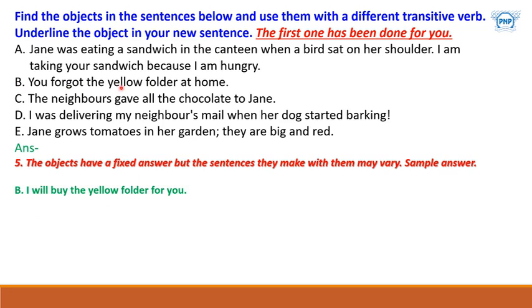Second, this B, you forgot the yellow folder at home. I'll buy the yellow folder for you. Okay, I just change it. I buy the yellow folder for you. Next, I was looking for the chocolate so I could give it to Sarah. Okay, what I was looking for. Okay, this C. The neighbors gave all the chocolate to Jane, but here we have to use a transitive verb. Okay.